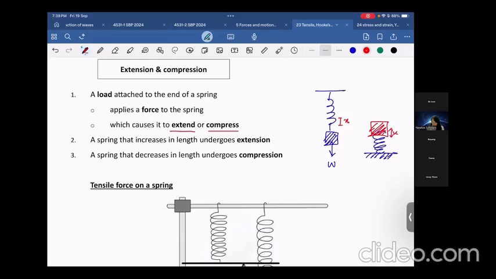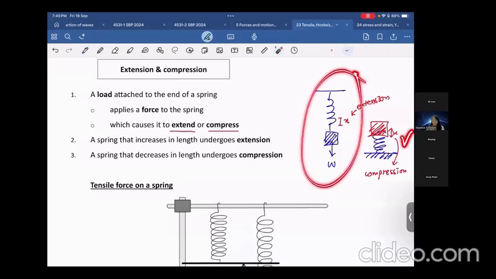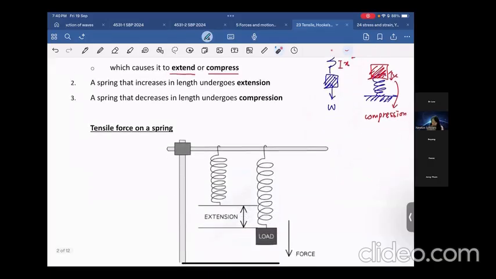The increase in length of the spring we call extension, how much the length increases. When the length decreases, this is called compression. In IGCSE, we touched on this but didn't touch compression. But actually it applies to both extension and compression. Form 5, no problem, you know about this. So we're having a look at tensile force. Tensile force makes the length become longer.